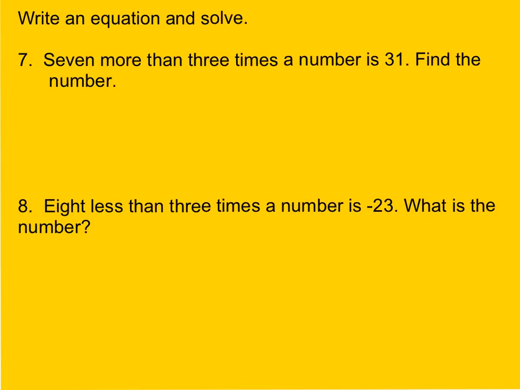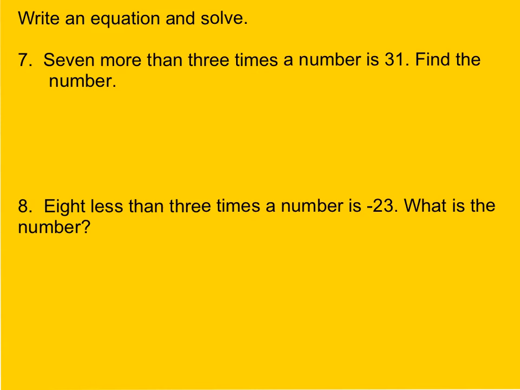Now instead of just writing the equation, we're actually going to write the equation, and then use the river to solve your equation. So we can go ahead and do number 7 together. 7 more than 3 times a number is 31. Find the number. Remember, this is not a guessing game. We're not using mental math or doing guess and check to try to figure out what the answer is. We're using a systematic process in order to find the answer. So there's no guessing involved. All we have to do is follow the steps.